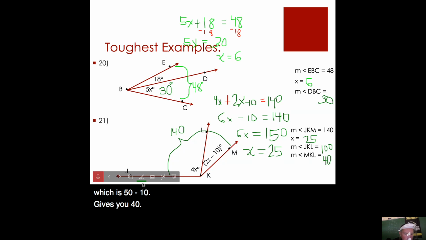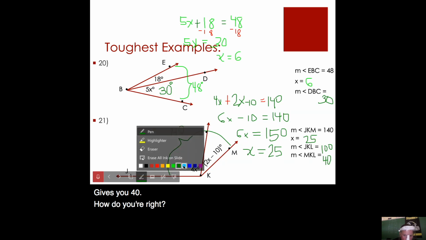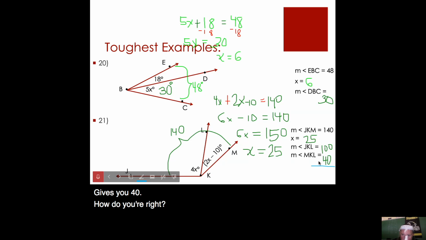How do you know you're right? Plug them back in. These are your two little angles, 100 and 40. Total, that gives you 140.